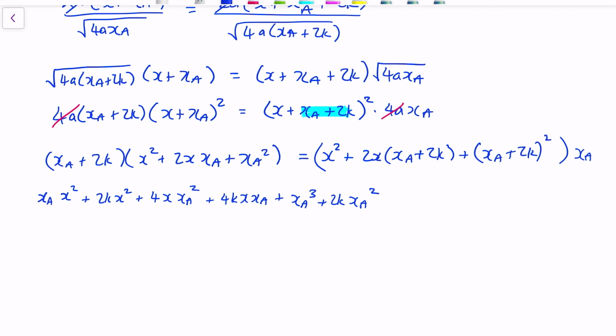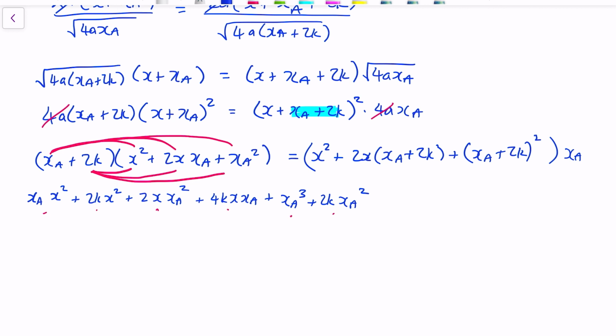Okay, so that's the left-hand side. Just checking, got xa x squared, got xa times 2x xa. Oh, where's that one? xa all squared times 2x. Where did my 4x come from? Good thing I checked. And this term here, xa all cubed is that one. And then 2kx squared is that one. 4kx xa is that one. And 2k xa squared is that one.